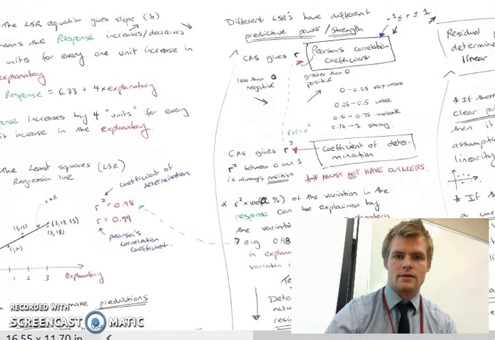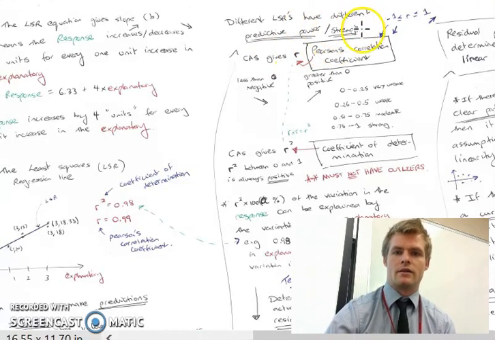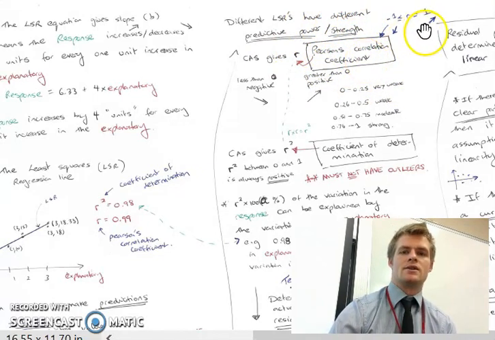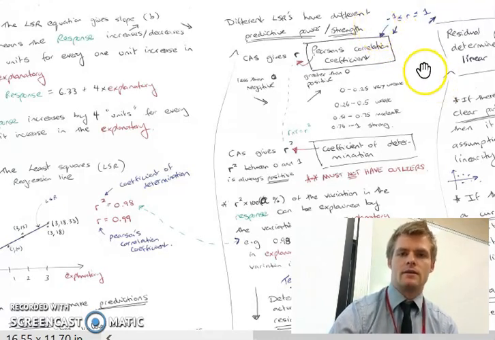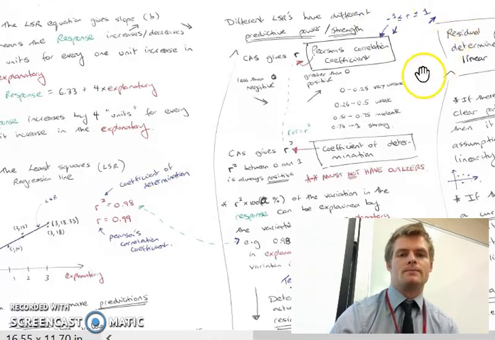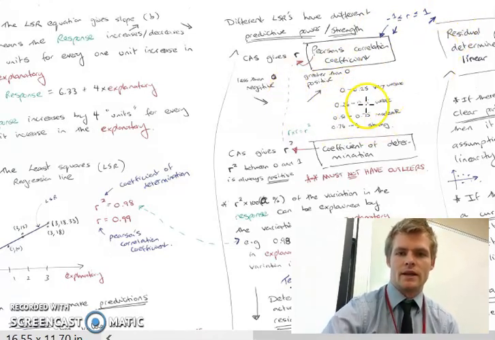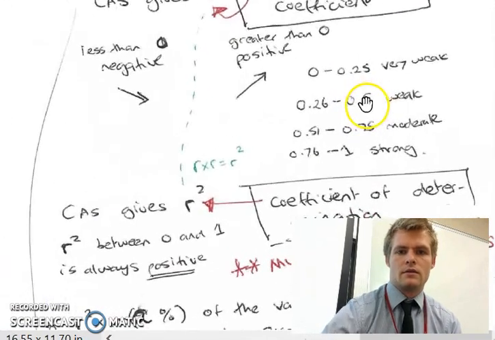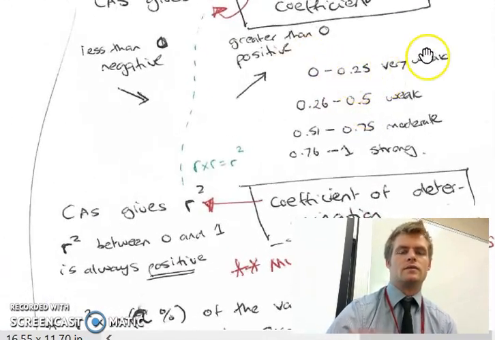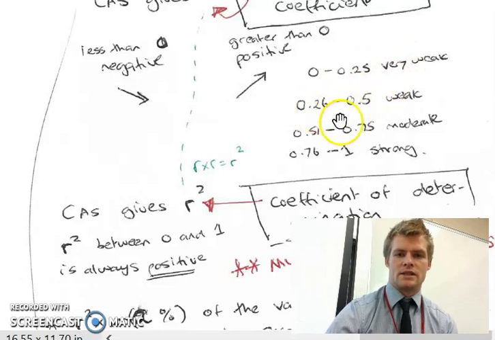Next up, different least squares regression lines have different predictive power or strength. Pearson's correlation coefficient is between -1 and 1. If it's negative, what does that mean about the gradient? It's going down. And if it's positive, it's going up. Then you have these indicators here: 0 to 0.25, very weak; 0.26 to 0.5, weak; 0.51 to 0.75, moderate; 0.76 to 1 is strong.